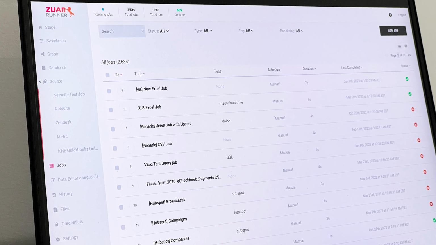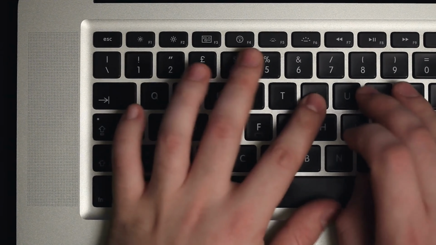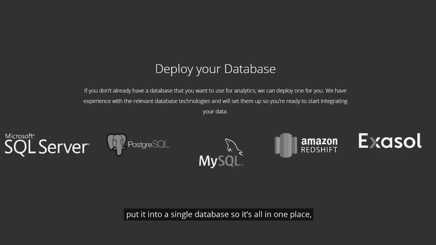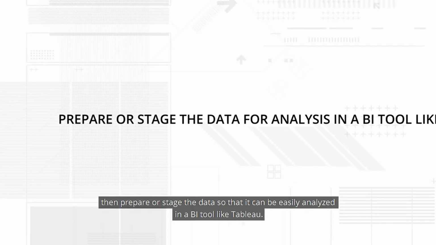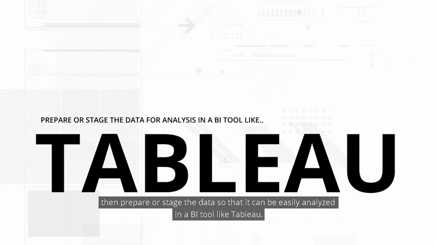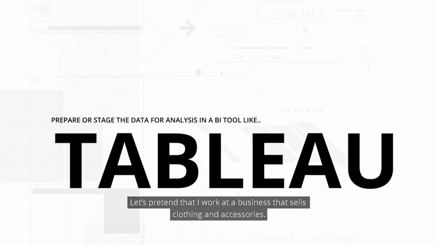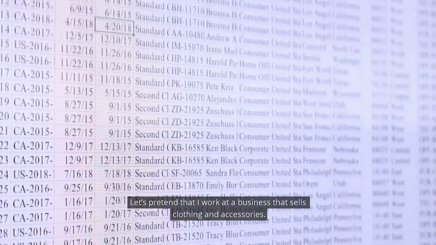The Zuar Runner data staging platform helps you access data from different sources, puts it into a single database so it's all in one place, then prepares or stages the data so it can be easily analyzed in a BI tool like Tableau. Let's pretend that I work at a business that sells clothing and accessories.